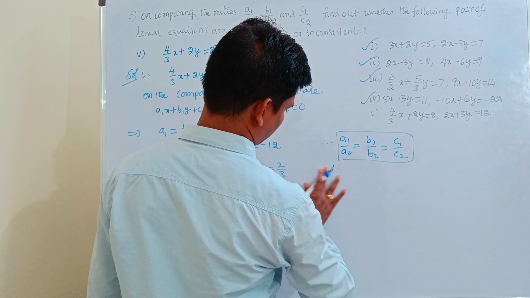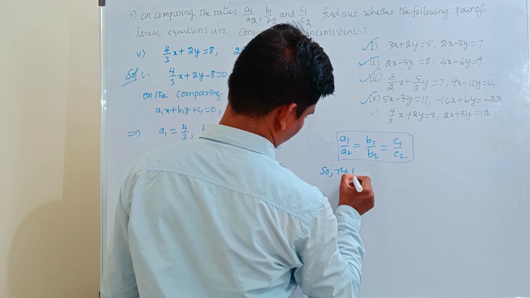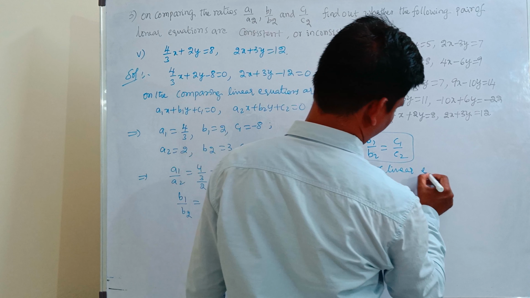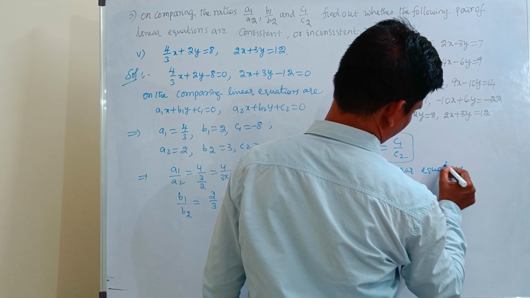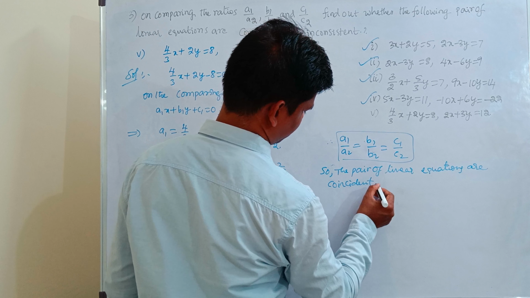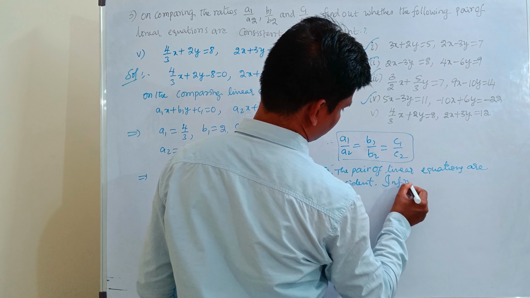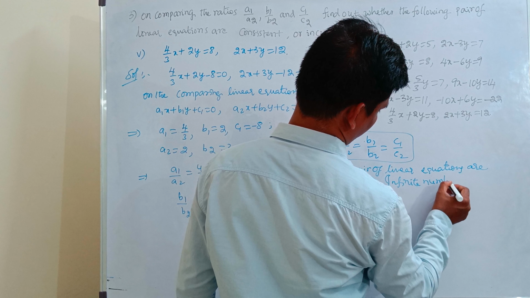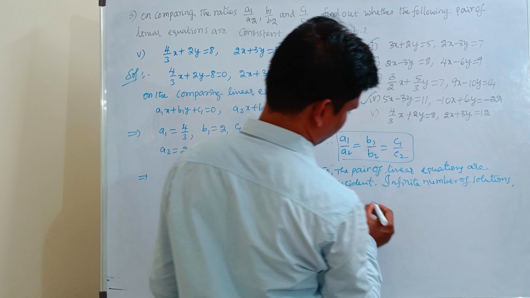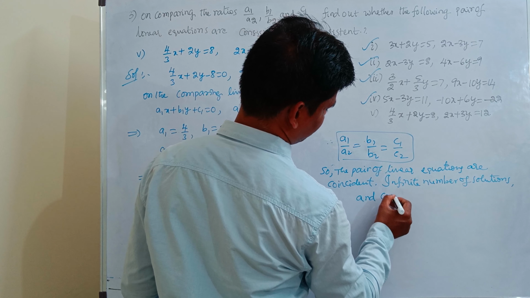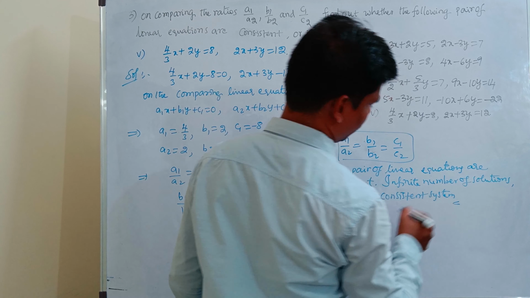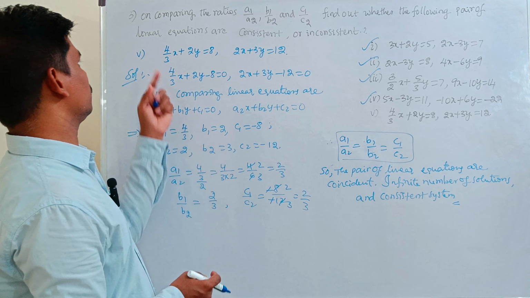So therefore the pair of linear equations are coincident lines, with an infinite number of solutions, and a consistent system. Okay, so this is the third question.